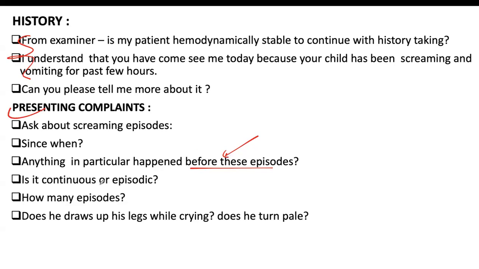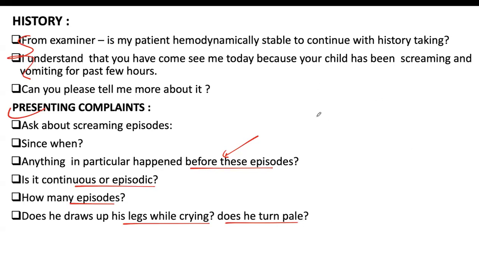Is it continuous or episodic? Most of these screaming episodes will just come and go. So you can ask, how many episodes so far? Is it the first time? Does he draw up his legs while crying? Is he in pain? Does he turn pale or blue?